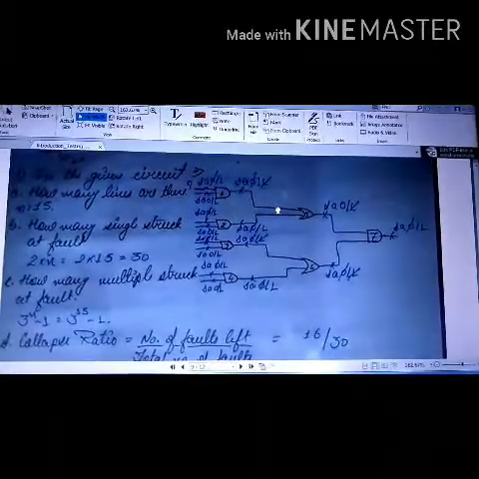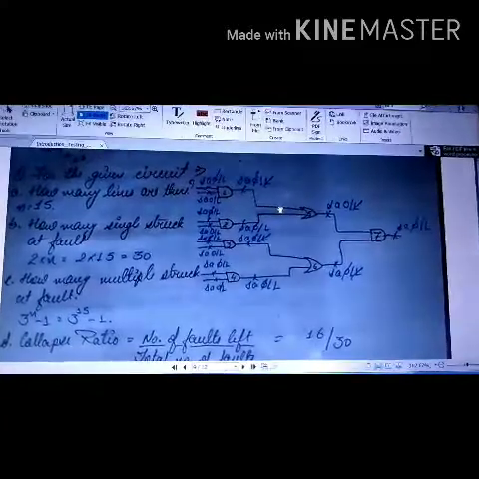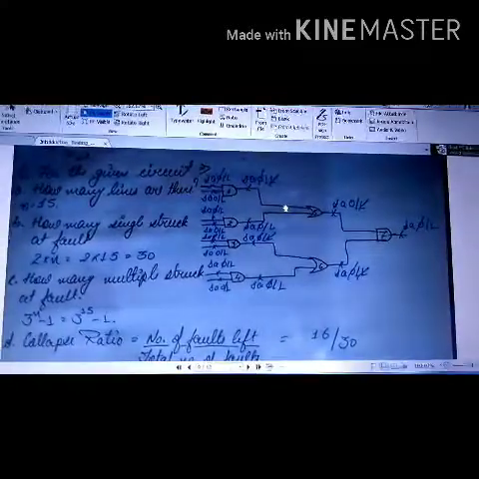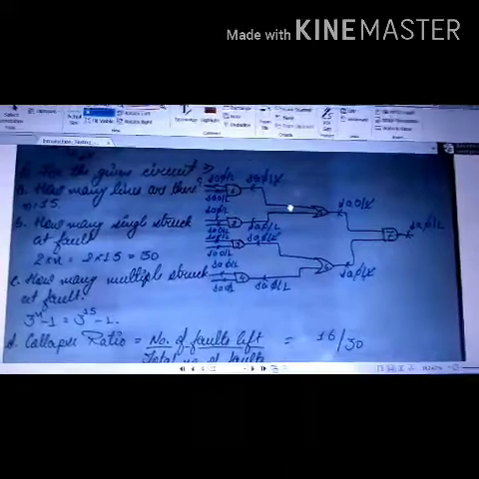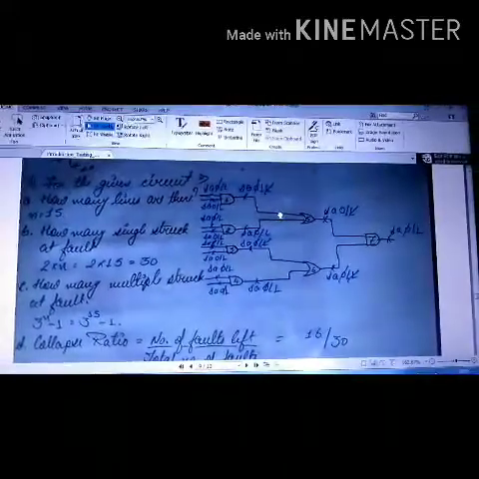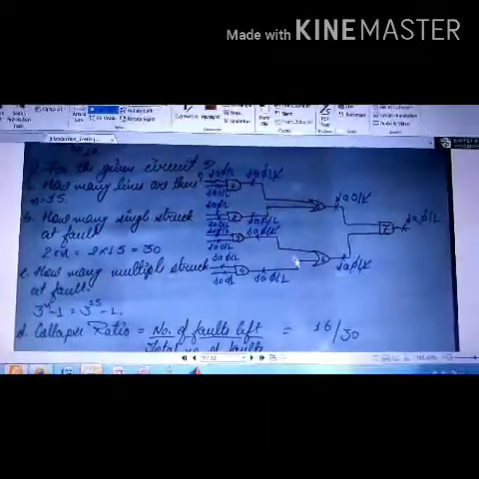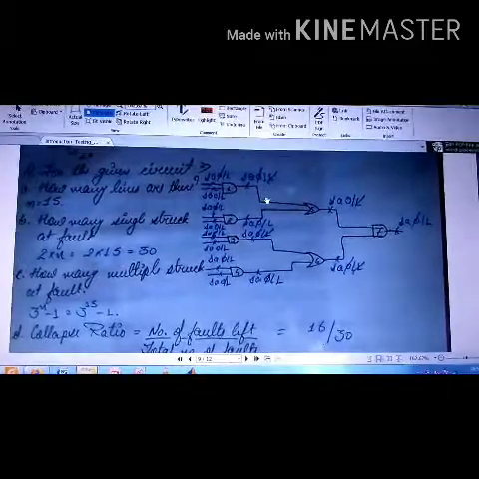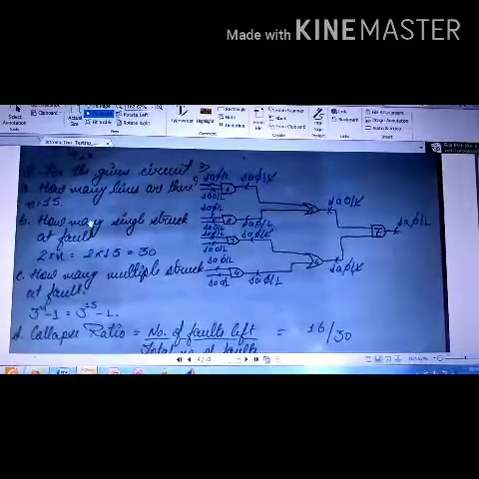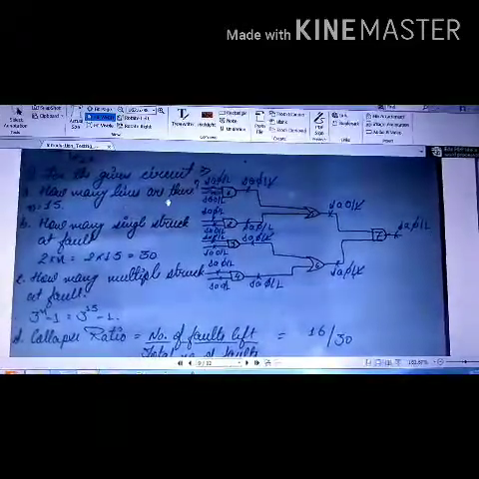How will we start, how will we test, how many multiple and single stuck at faults are there, and what is the collapse ratio? We will look at these things with respect to the circuit, and we will see one or two more examples related to such a circuit. Whenever we get a circuit of any type, what do we have to do? We have to calculate how many lines are there.